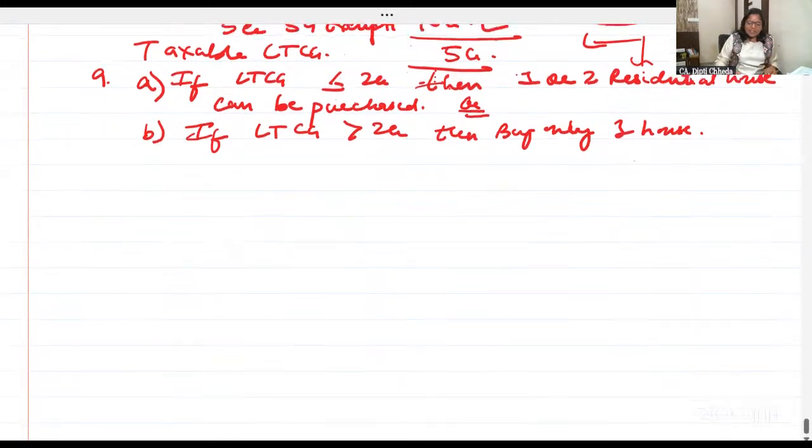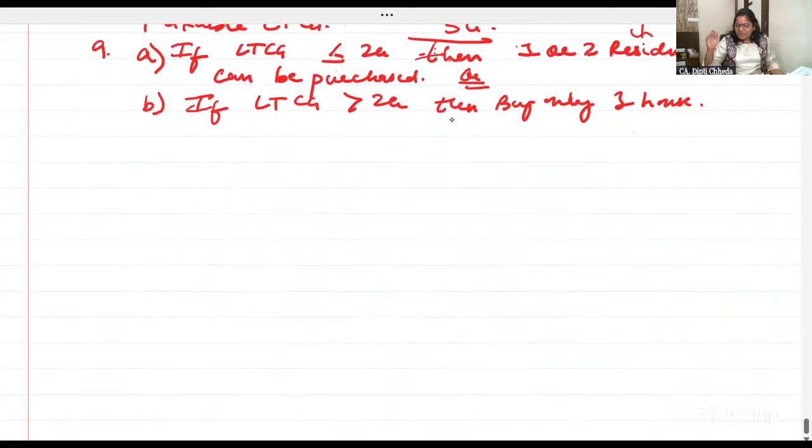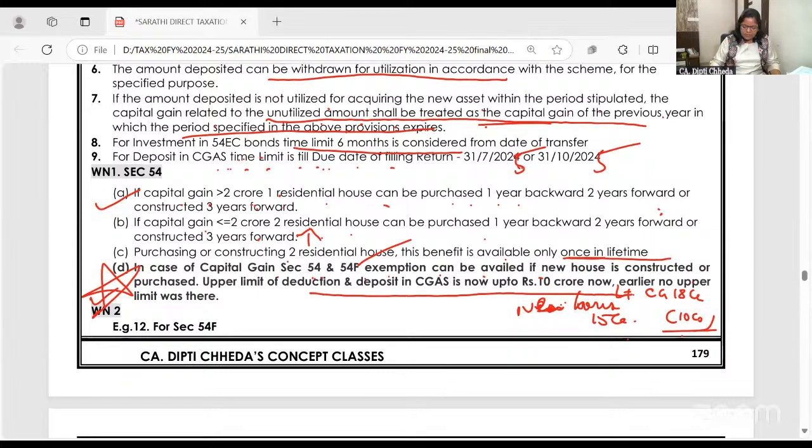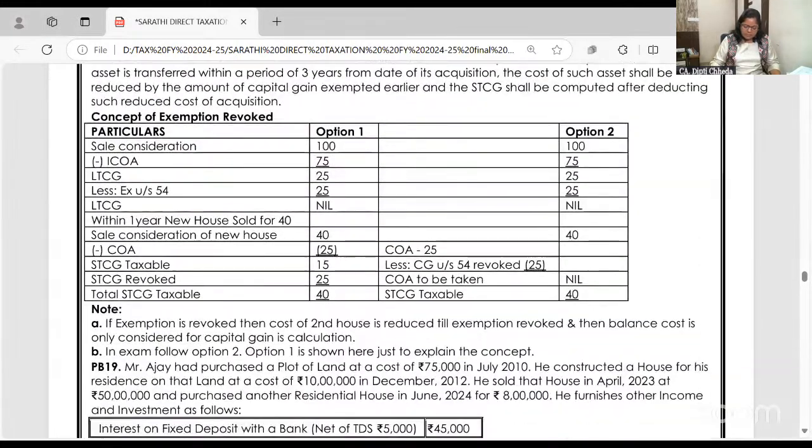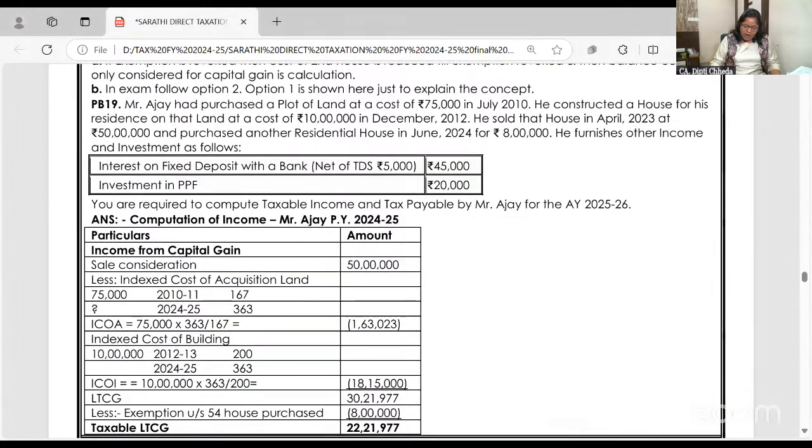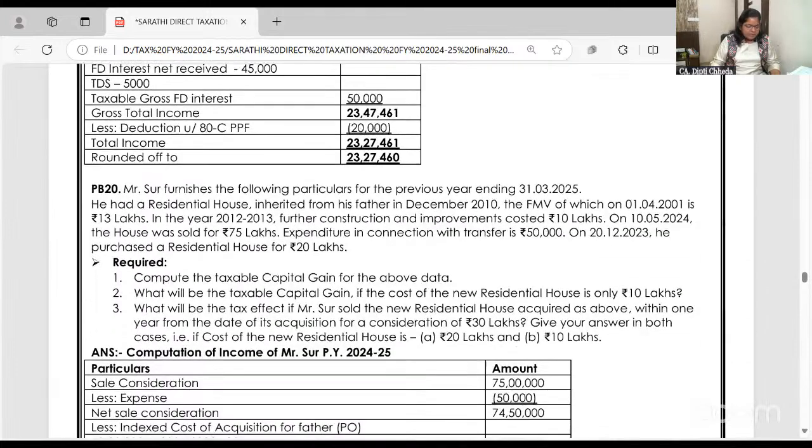Clear? So with this, very quickly, we will do a very simple problem to get practice. Houses sold and houses purchased, you get exemption. Second house, don't sell it for 3 years. If you sell, gone. It's revoked. So immediately after this, I have given the problems. These are all with revocation.